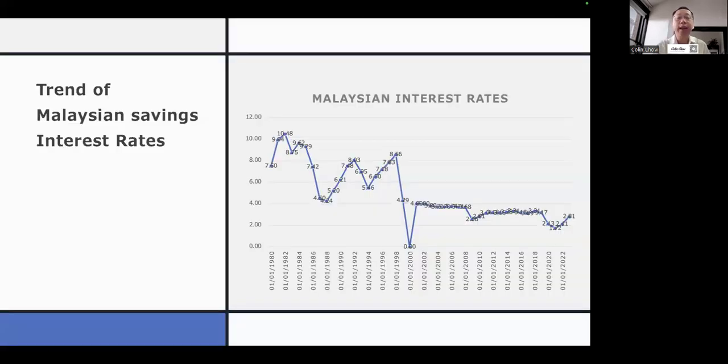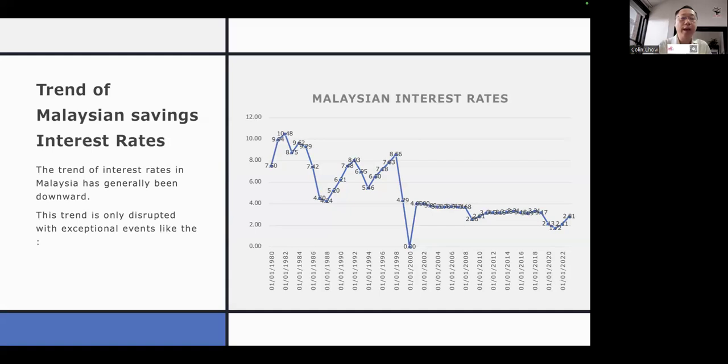Okay, so I also did an analysis of the savings interest rates in Malaysia. Generally the savings interest rates have been on a downtrend for the last 45 years in Malaysia, because I downloaded the data from the government of all the interest rates in Malaysia for the last 45 years, and the trend has been like that. This is a downtrend generally, but there are also some exceptions, like the Asian financial crisis in the late 1990s. Then you can see the interest rates actually went up a little bit here.